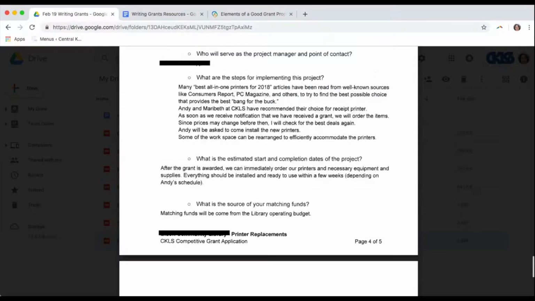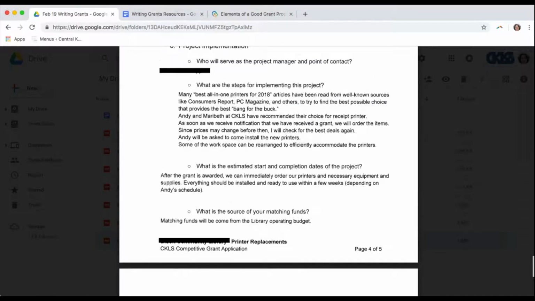Also, we have some of the housekeeping stuff. Who's our point of contact? If you have a change in personnel when the grant is in motion, that's not going to disqualify you. Just make sure you keep the grant committee, or the contact person, informed.